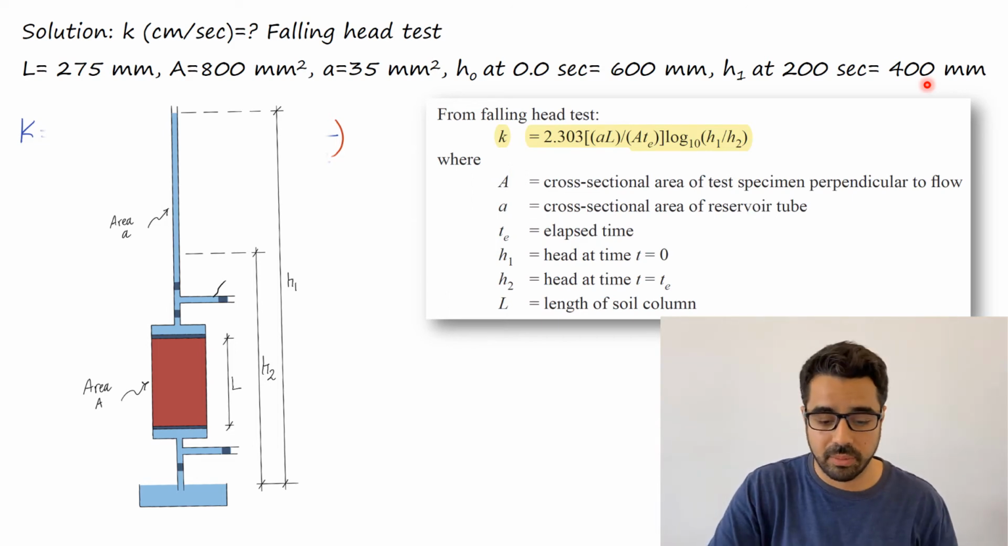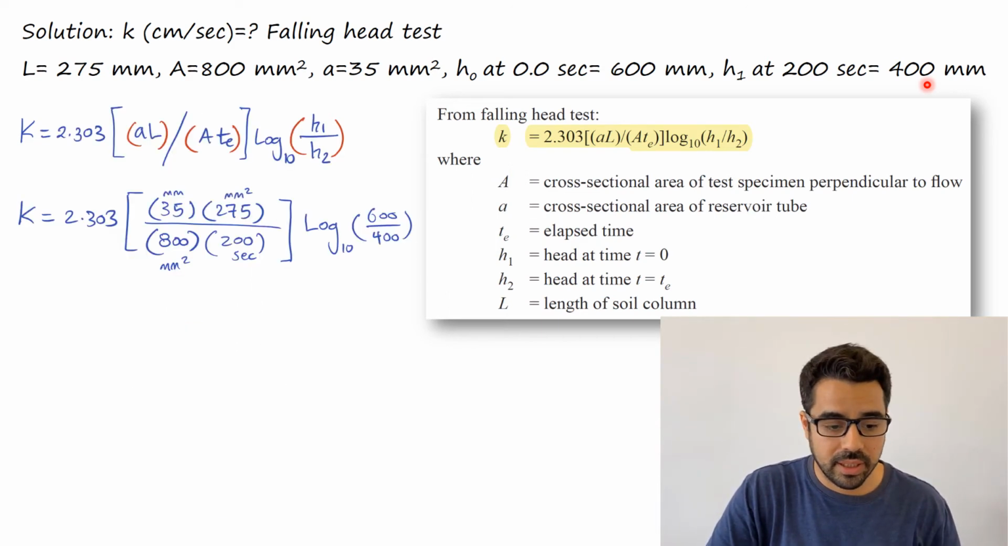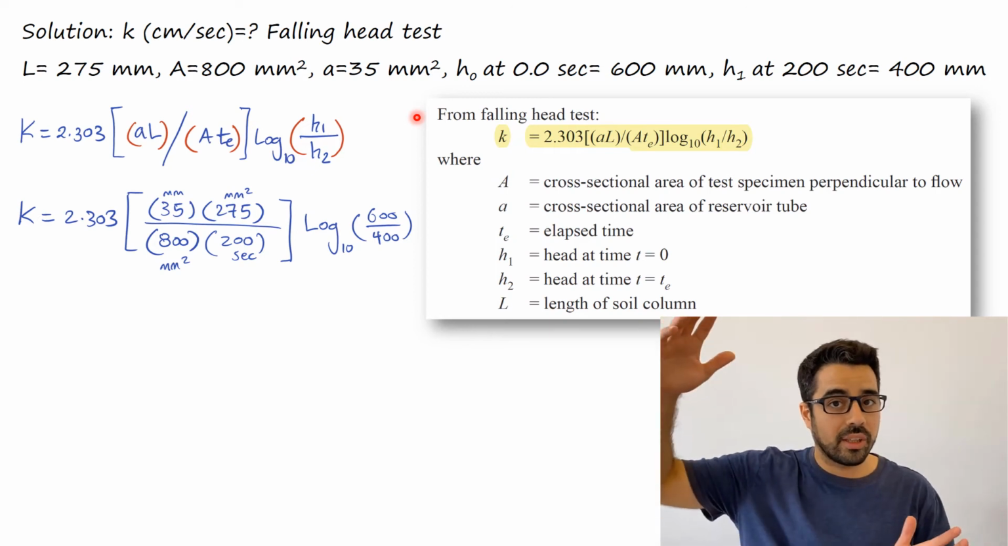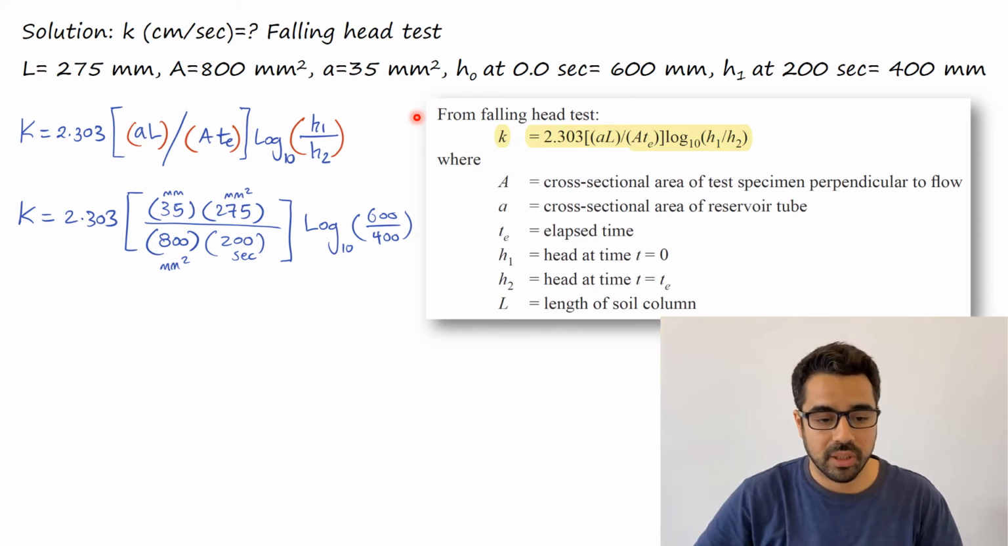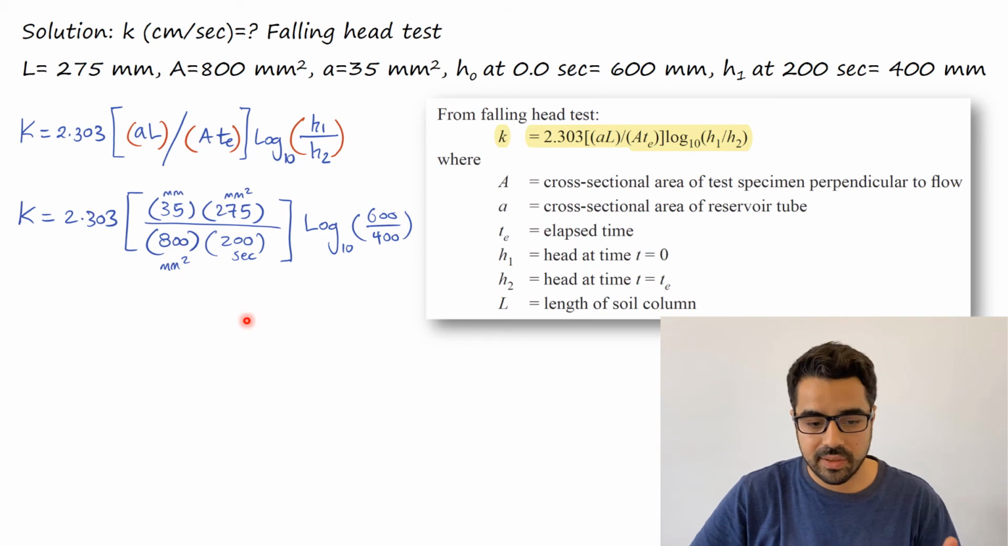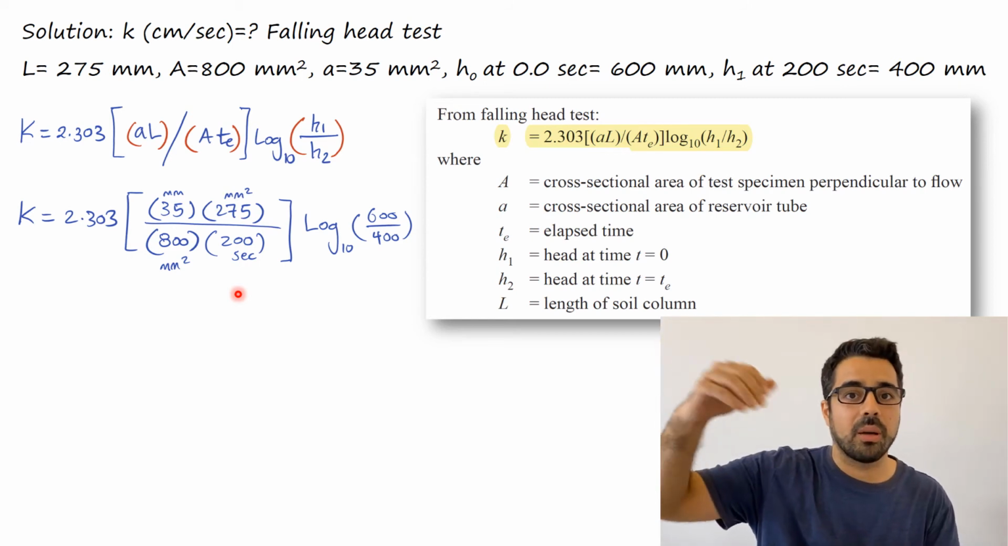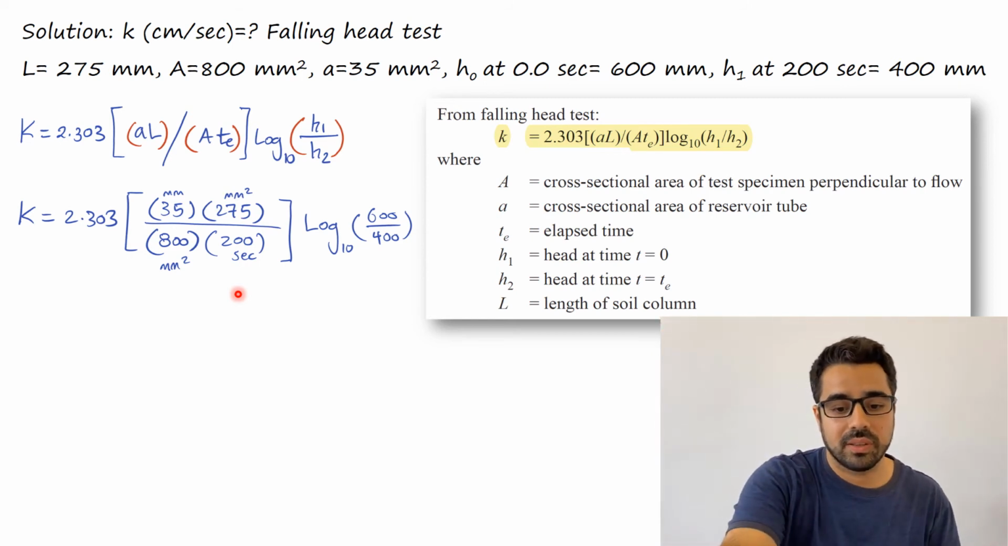We're just going to plug in some numbers and we're good. So 2.3, 35, this is the small a, 275, the big L, which is the specimen's length, not the container, the soil specimen. So guys, please pay attention. A is the specimen's cross-sectional area, 800 is given, time is 200. We're not going to use the first time because it starts at time 0 and then it stops at a certain time we choose or that is given for us. In this case, it's 200 seconds.